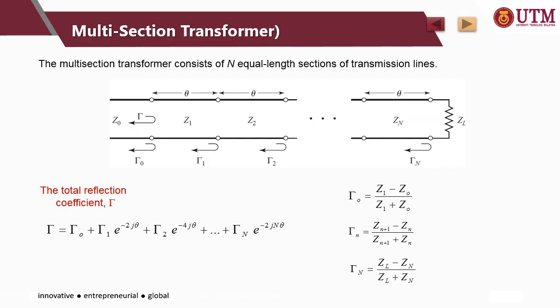In practice, more than one section will be needed for a system. If you have a multi-section transformer, in order to achieve a broader bandwidth, a multi-section transformer will be needed. The total reflection coefficient basically depends on the reflection coefficients between the intersections or between elements. Therefore, up to the power n element, the total reflection coefficient can be estimated by the following equations.